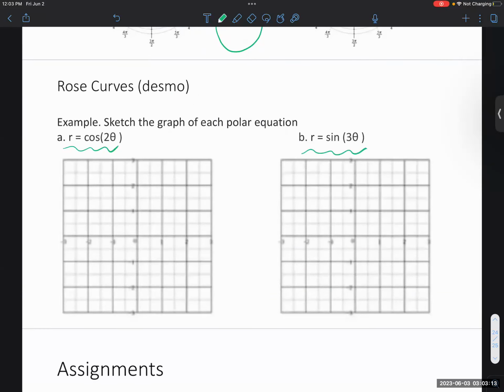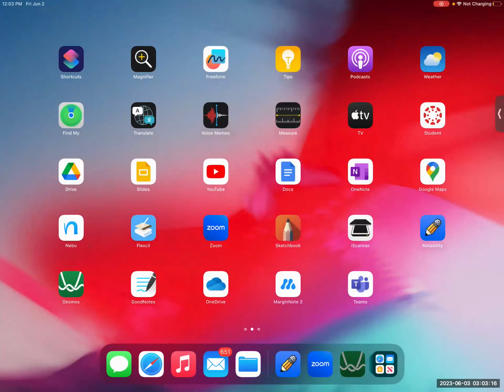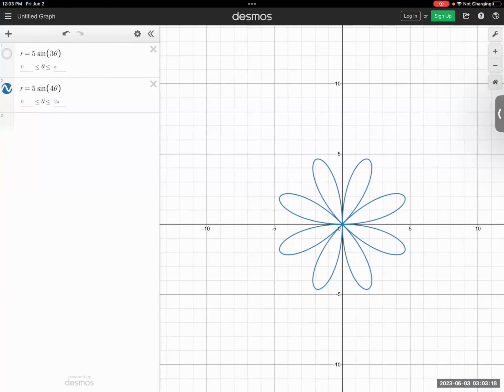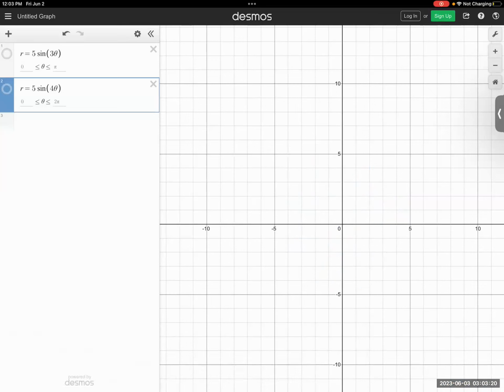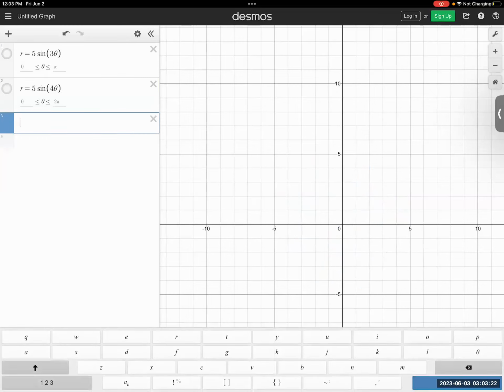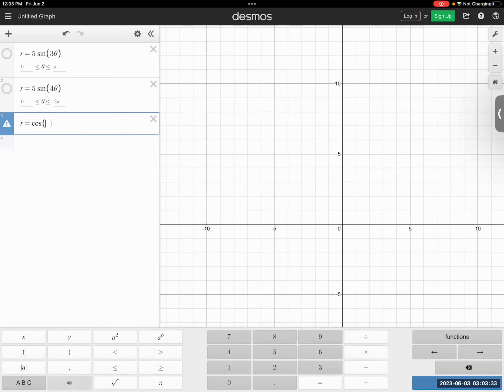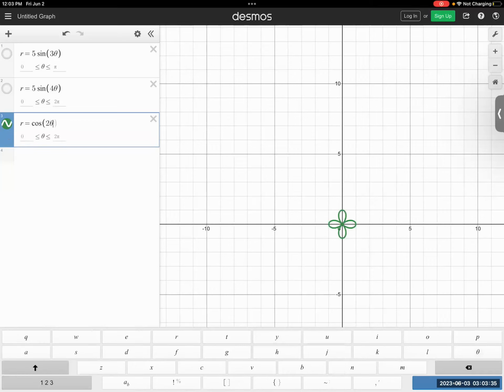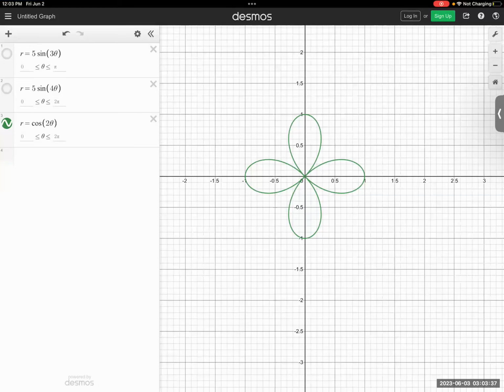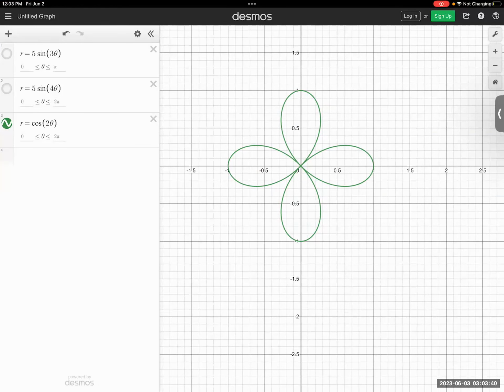So let's check it out. I'm going to go back to Desmos. So my function was, what was it? I'm going to go to the next one here. So the function was here, r equal to cosine, and I do have a 2 theta. So you see that this is the rose, and 2 is even, but the number of petals is 4 because it's double, correct?